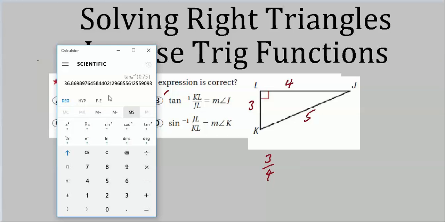What about angle K? Well, the tangent for angle K would be 4 over 3, wouldn't it? That's 1.33. So let's try that one. 53. Okay. And before we had about 36. And 36 and 53 adds up to 90. So it all makes sense. These two angles here should add up to 90.